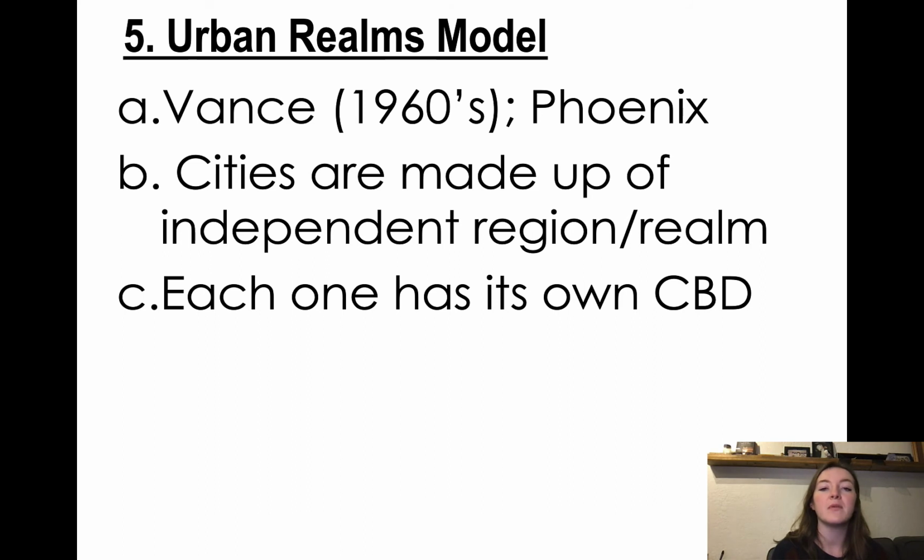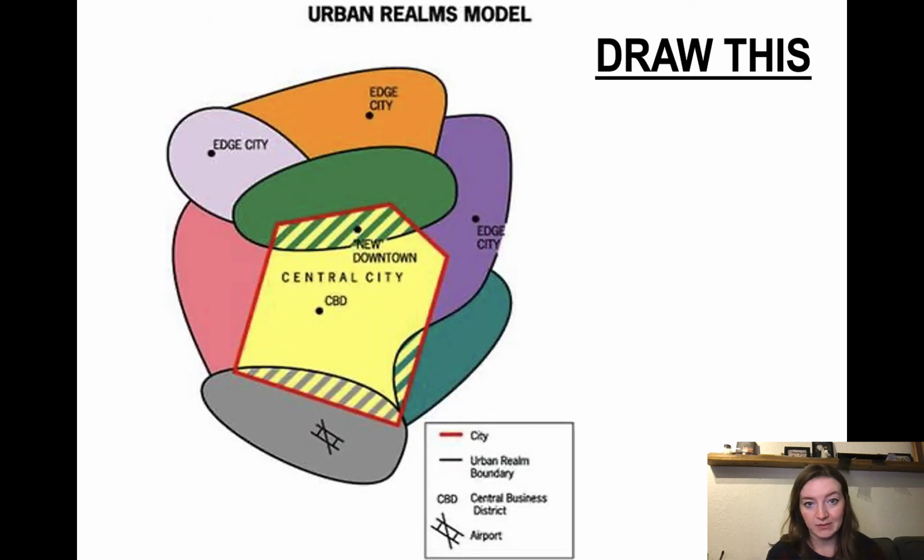Okay. Then we have the urban realms model. This is created by a guy by the name of Vance in the 1960s, and he creates it based on the city of Phoenix, Arizona. So he says that cities are made up of independent regions or realms, and each one has its own CBD. And it looks something like this, which is totally wonky looking. But basically you have your central city that is a CBD, but you also have these other little realms, and each one of these is going to have its own stuff going on.